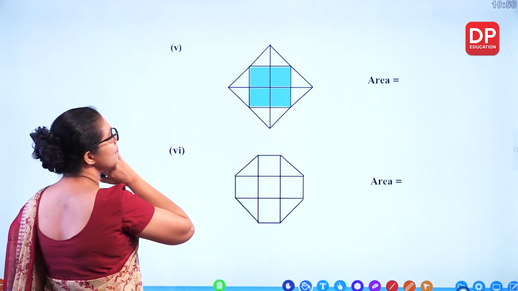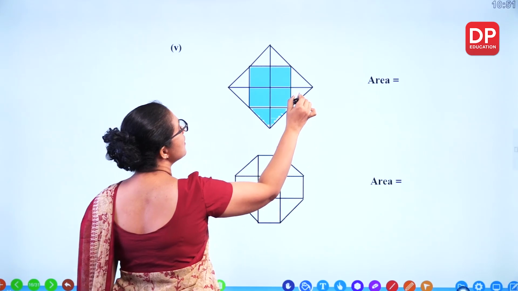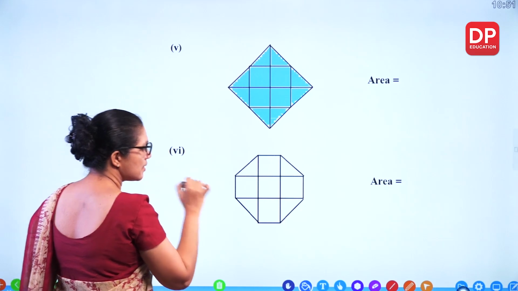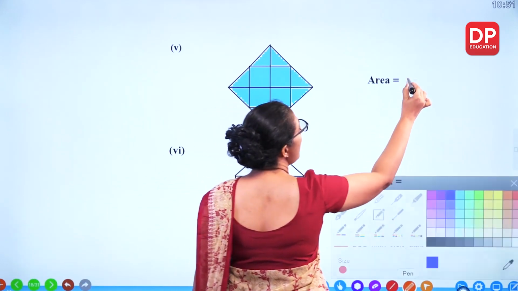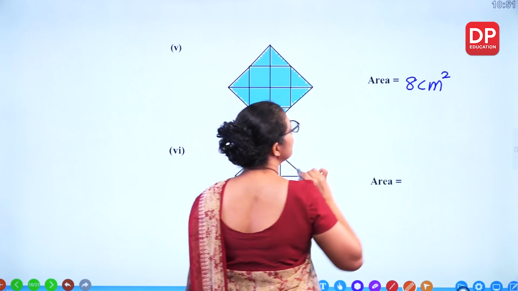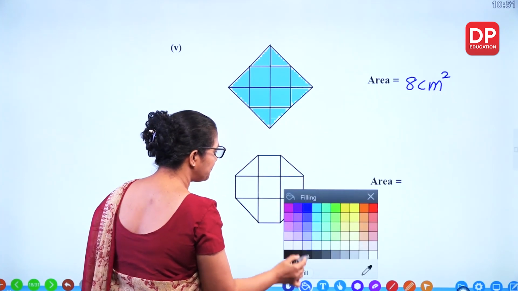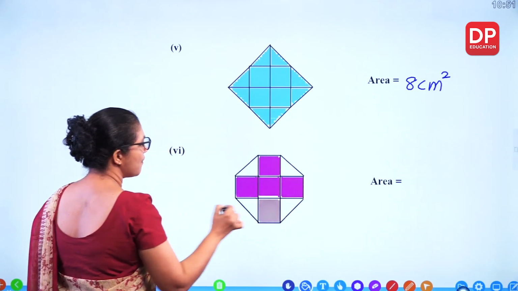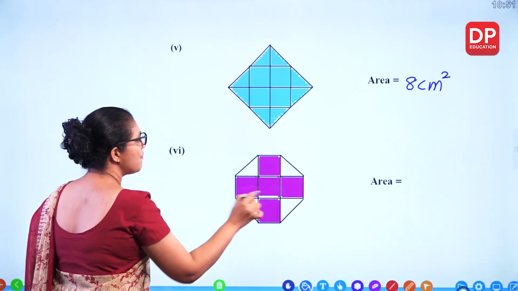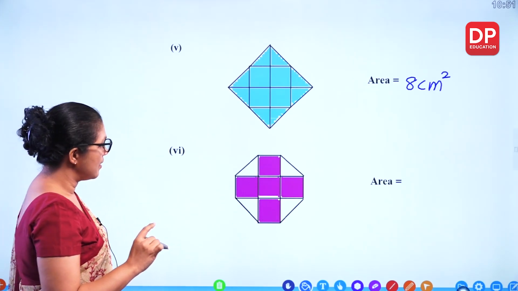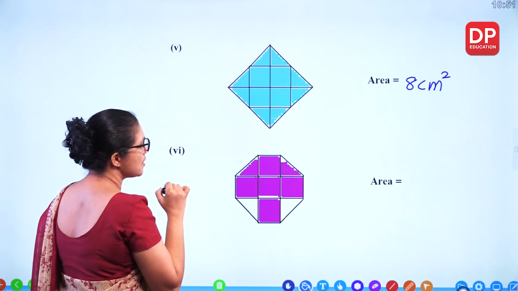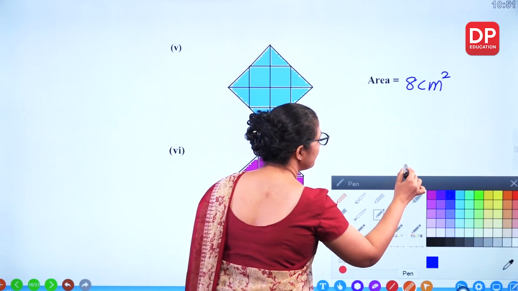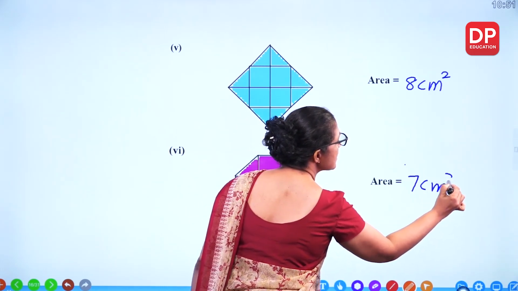This one, count how many squares are there. 1, 2, 3, 4. These two, 5, 6, 7, 8. Area is 8 square centimeters. Look at this diagram. 1, 2, 3, 4, 5. Full 5 squares, and this becomes 6, and these two become 7. 7 square centimeters.